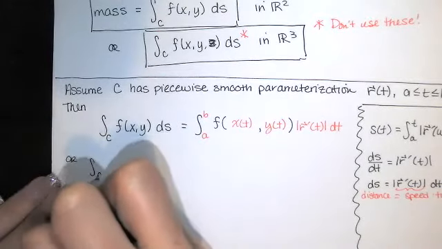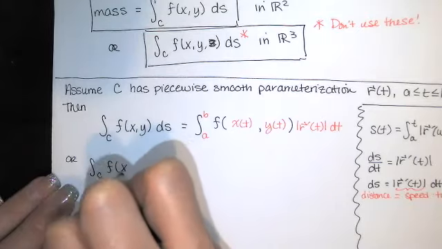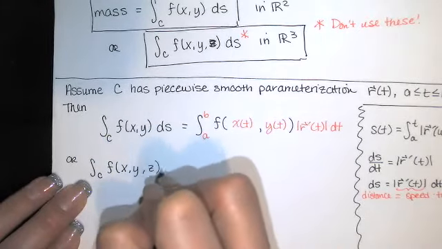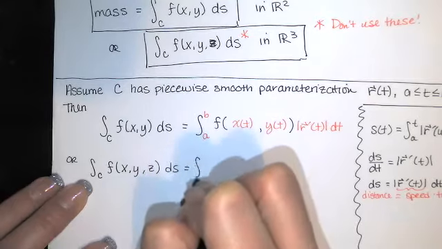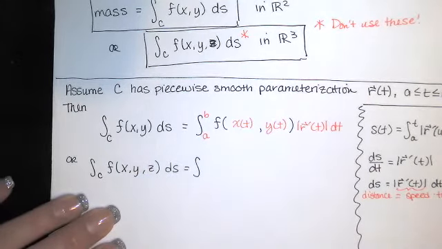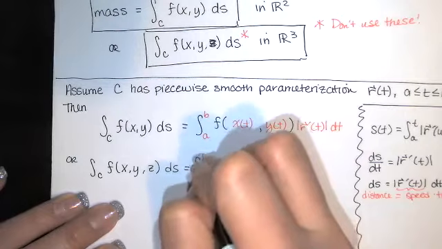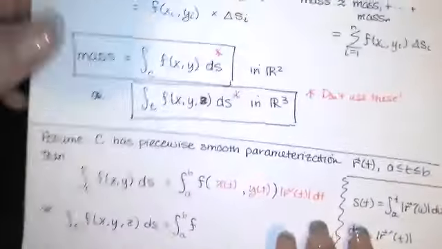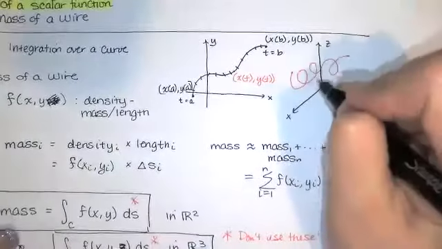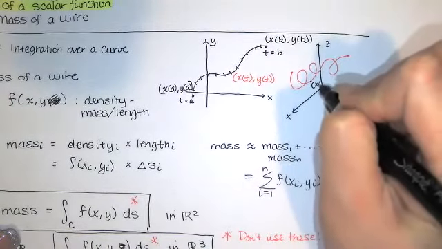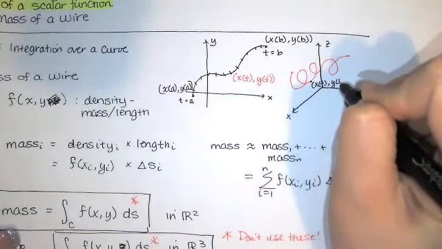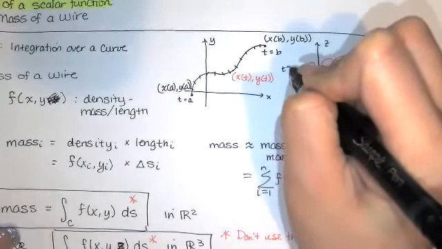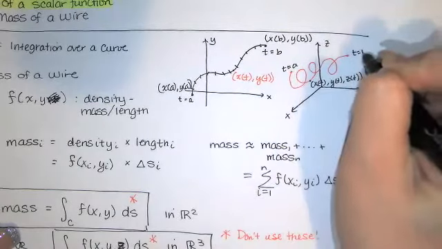And if f is a function of 3 variables, we do the same thing. You integrate from t equals a to t equals b. Then remember, while you're on this curve, x is given by x of t, y is given by y of t, and z is given by z of t for some value of t between t equals a and t equals b.